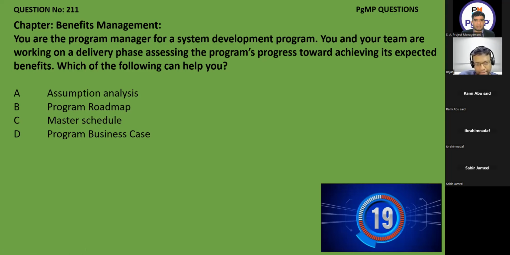What is the key word in the question? Progress, assessing the progress. So it means at which pace I am going to achieve the benefits. In this case, the correct answer is B, which is the roadmap. Correct.